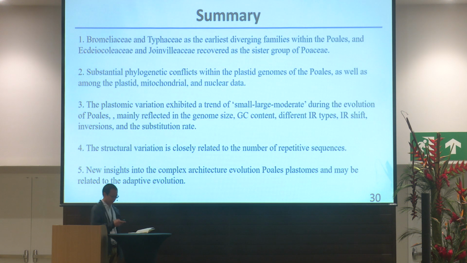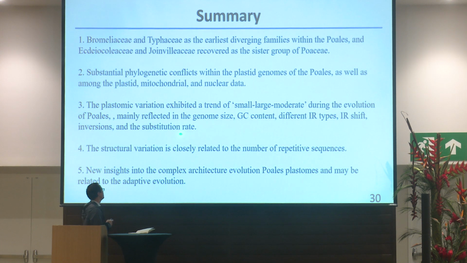And this is a brief summary. We resolved some conflicting relationships within the Poales, and also find substantial conflicts within the plastid genomes of the Poales, as well as among the plastid, mitochondrial and the nuclear data. We also find the plastomic variation exhibit a trait of, we call it small, large, and moderate during the evolution of the order. Mainly, this pattern is reflected in the genome size, GC content, inverted repeat types, inversions, and among others.